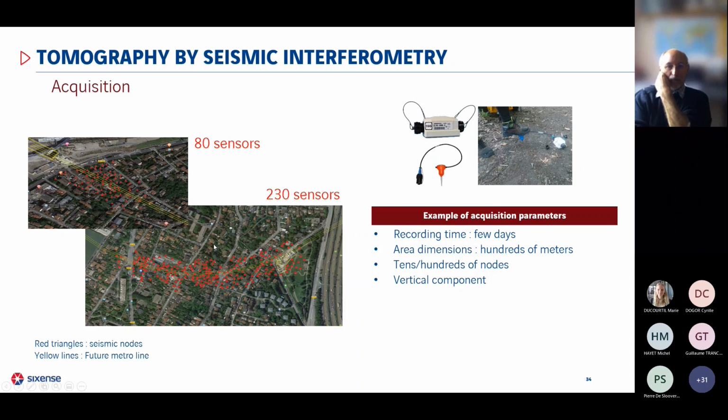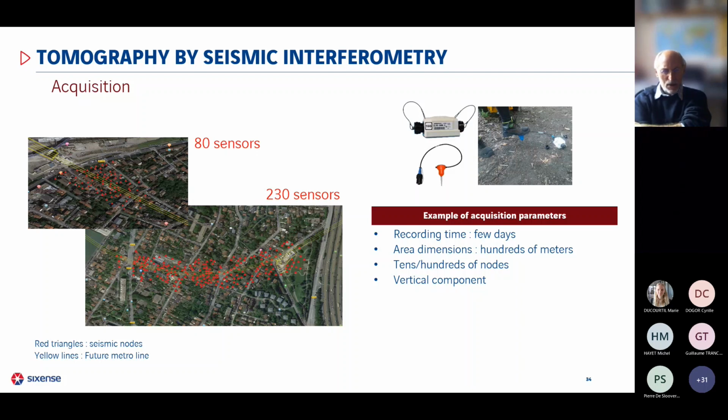And here are 2 maps of 2 examples of projects that we worked on. The sites were in urban areas with dimensions of a few hundred meters. And we deployed networks of, for example, 80 sensors here and 230 sensors here. This is just to show the order of magnitude of an urban project.